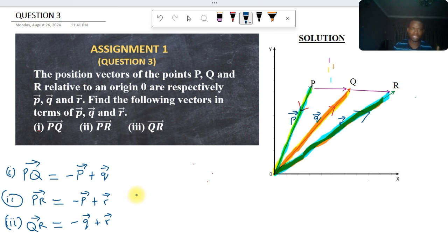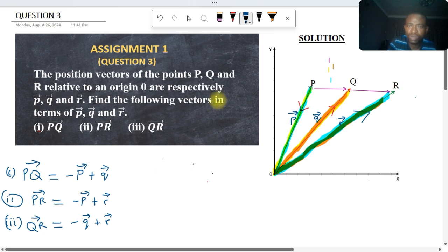So we have been able to represent the first vector P to Q, that's PQ, in terms of P and Q, the next one in terms of P and R, and the next one. So that's basically how to do that. And I hope if you see any similar question next time, you should be able to address that.